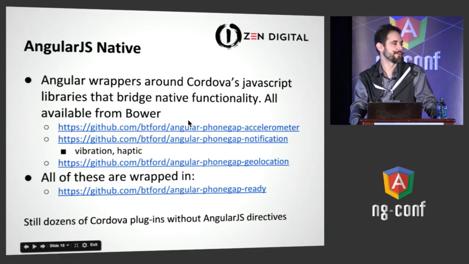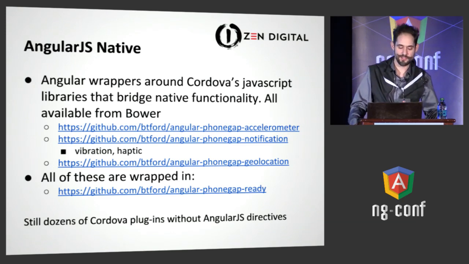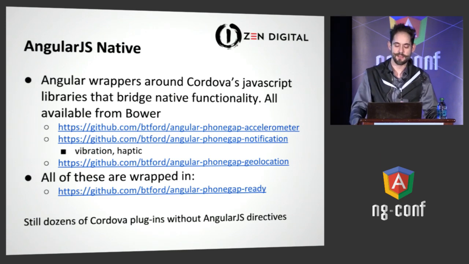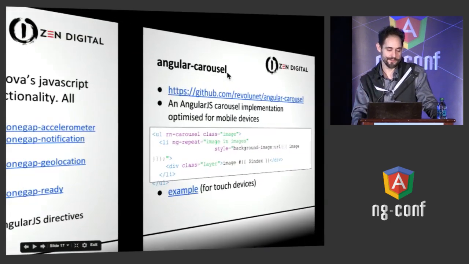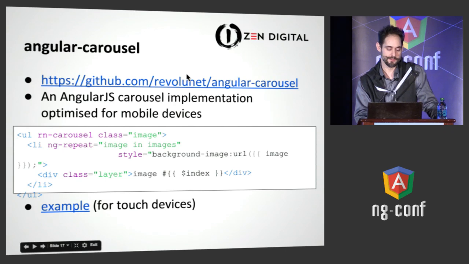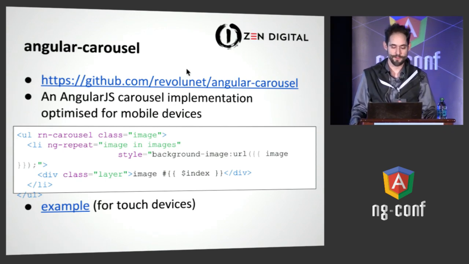AngularJS native. You're going to want to access the native functionality, which is the reason you're potentially using PhoneGap in the first place: access to the accelerometer, notifications, the ability perhaps to create vibrations or haptic feedback, and geolocation capabilities. All of these are wrapped in Brian Ford's angular-phonegap-ready so that they're ready to be used in PhoneGap. So let's take a look at some other higher-end examples of functionality that I can demo.